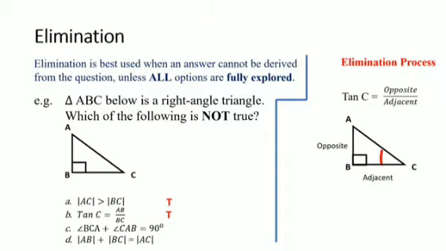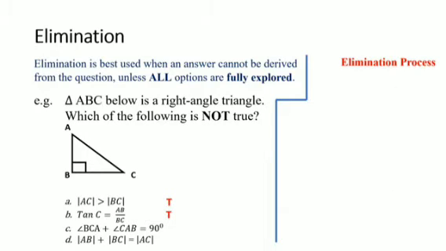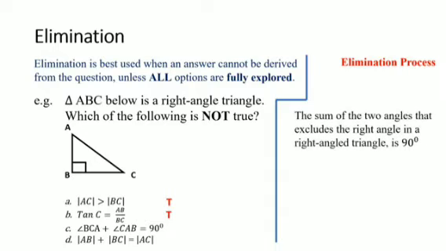Let us look at part C. They are saying the angle BCA plus angle CAB is equal to 90 degrees. This is also true because the sum of the two angles that excludes the right angle in a right angle triangle is 90 degrees. So therefore this is also true. If therefore A, B and C are true, then this means that D is false. So D is the correct answer.